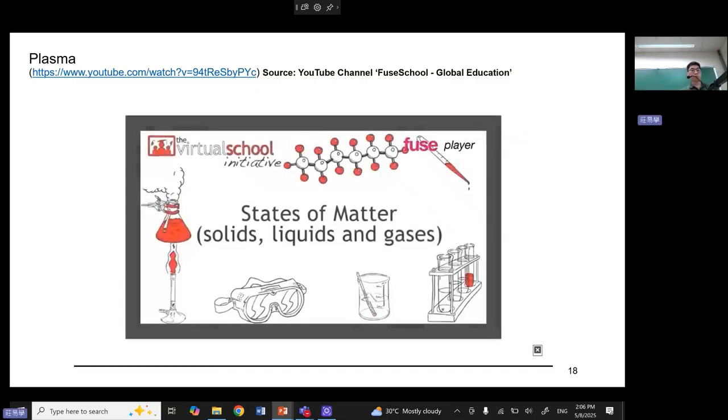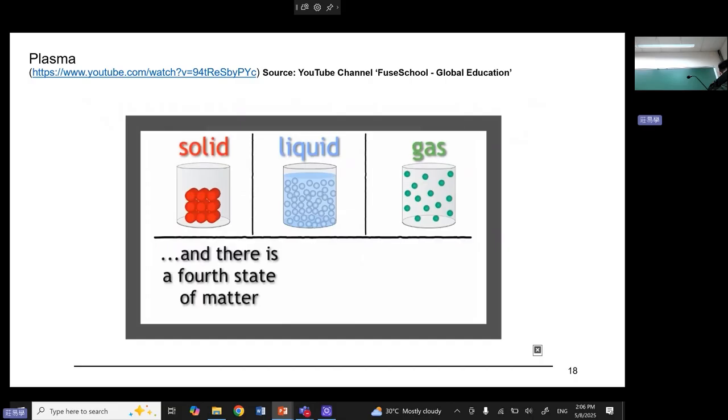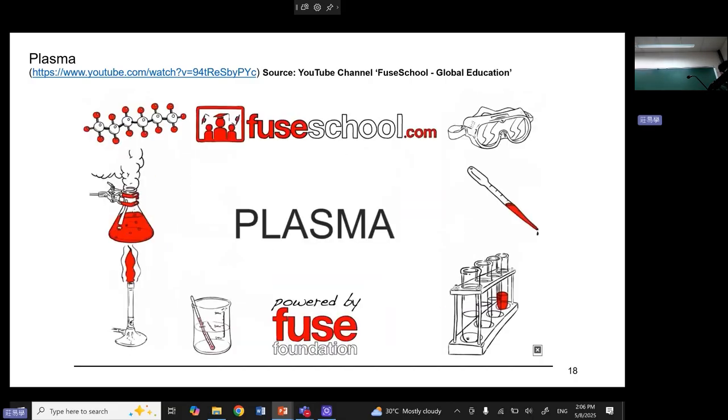You may have learned about the three states of matter, solid, liquid, and gas in the previous lesson. Did you know that there is a fourth state of matter, plasma? In this lesson, we will learn about plasma.